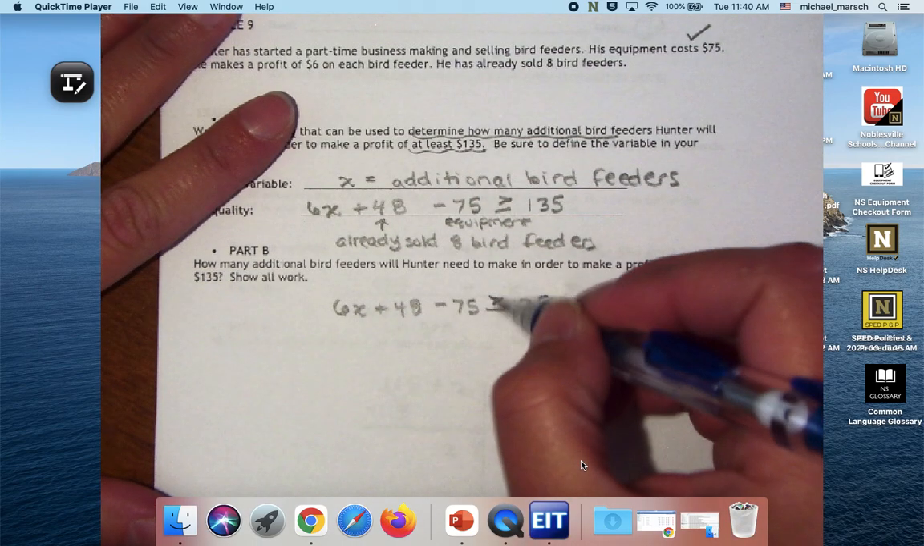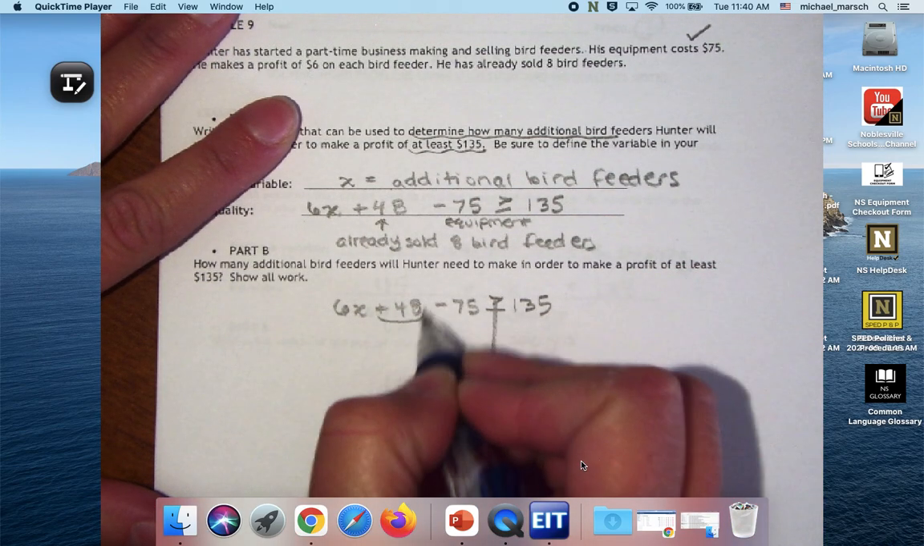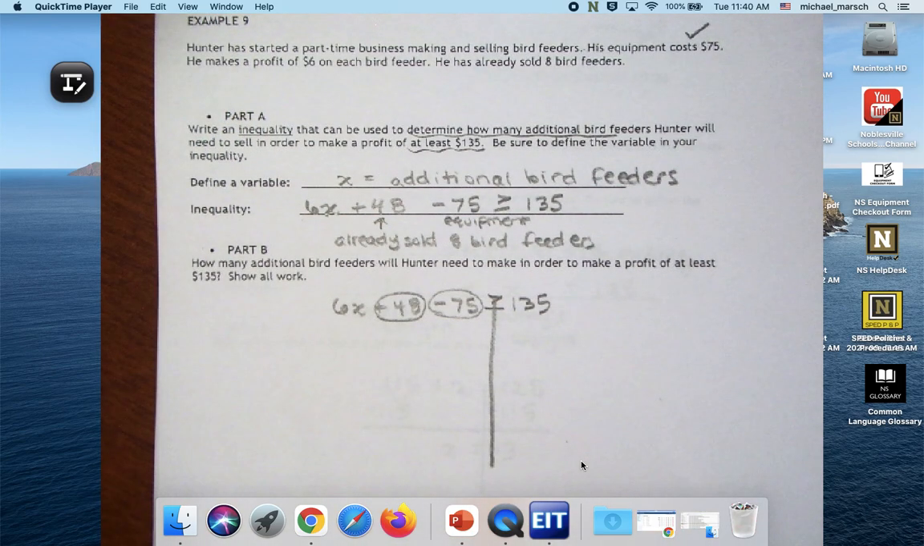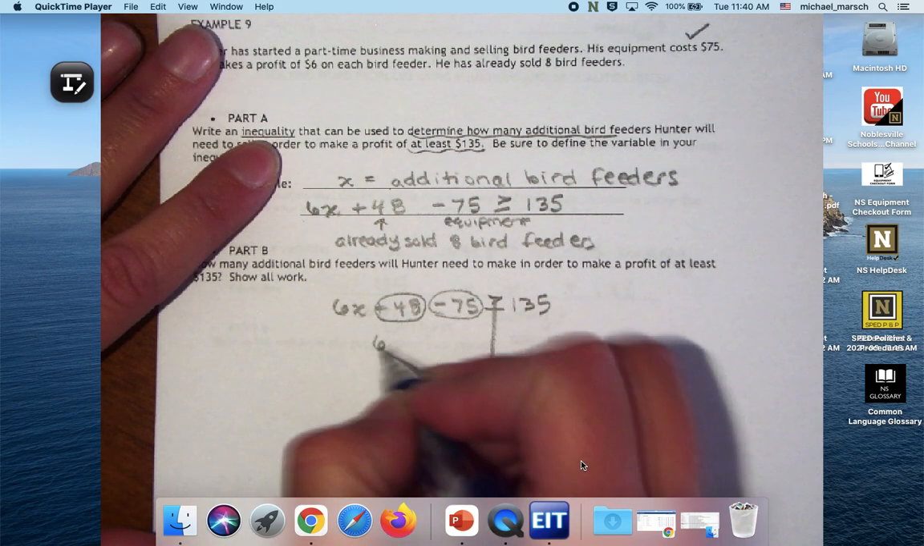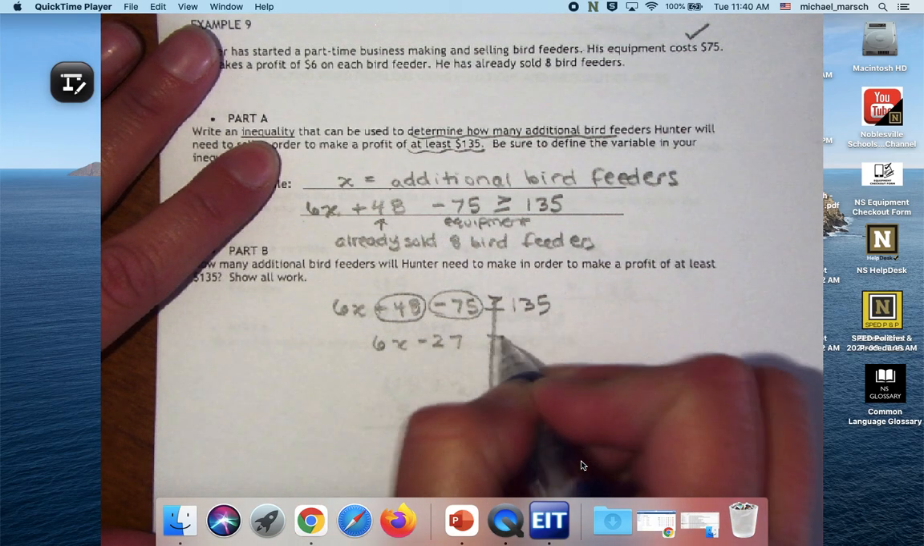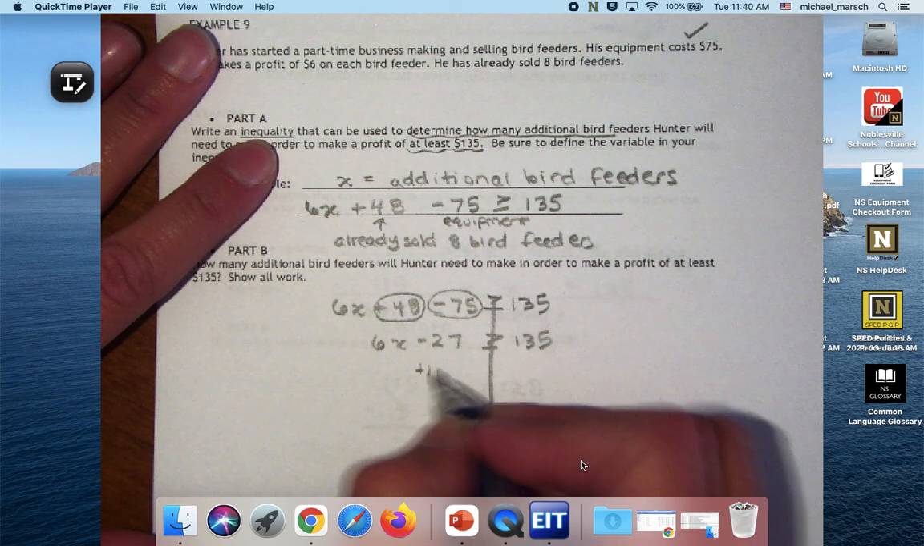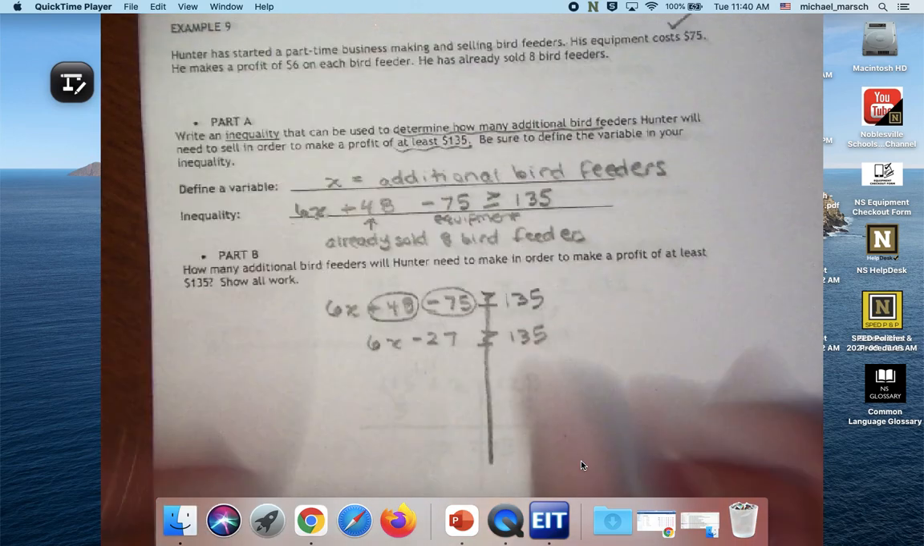Okay, so Carmen said we have like terms. She is correct. So we need 48 minus 75. That's negative 27, right? Yep. It's greater than or equal to 135. Then I'm going to add this 27 to both sides.